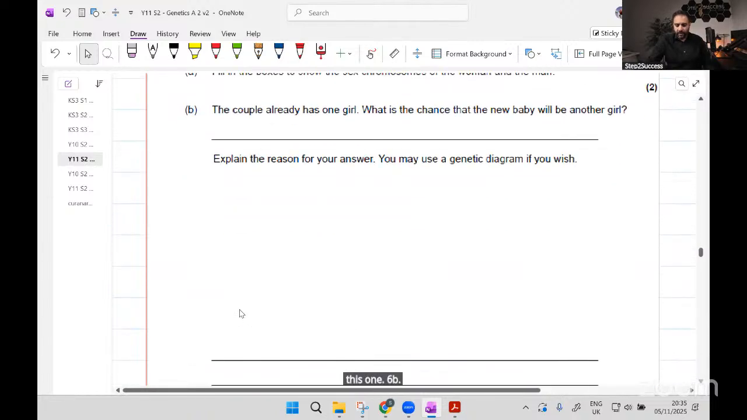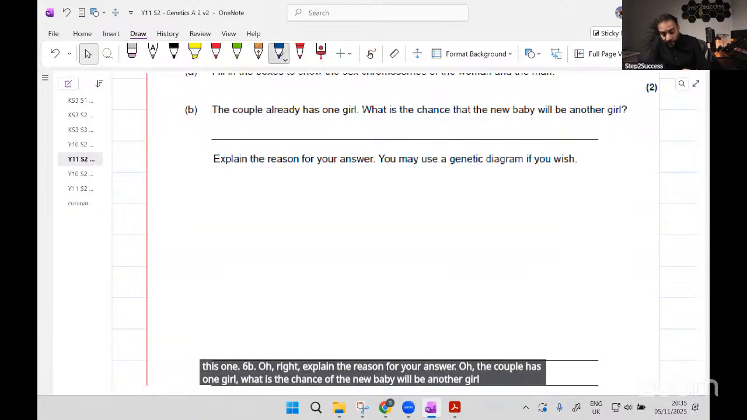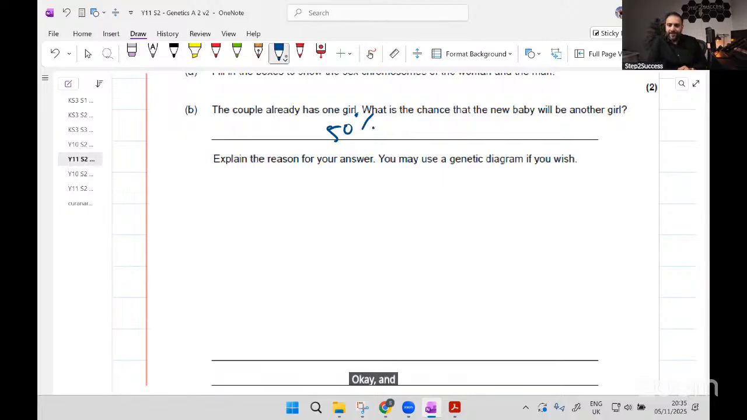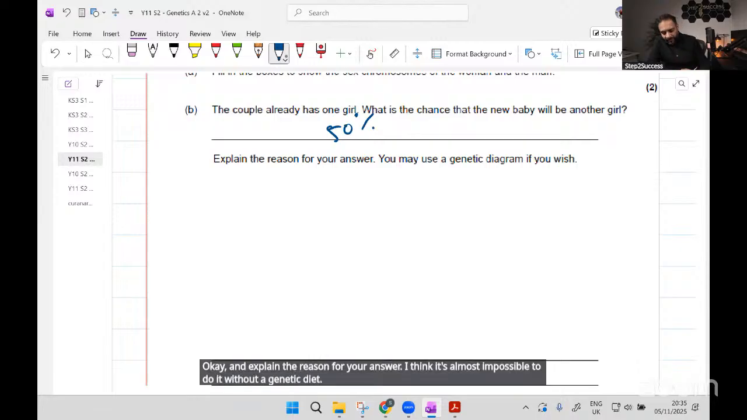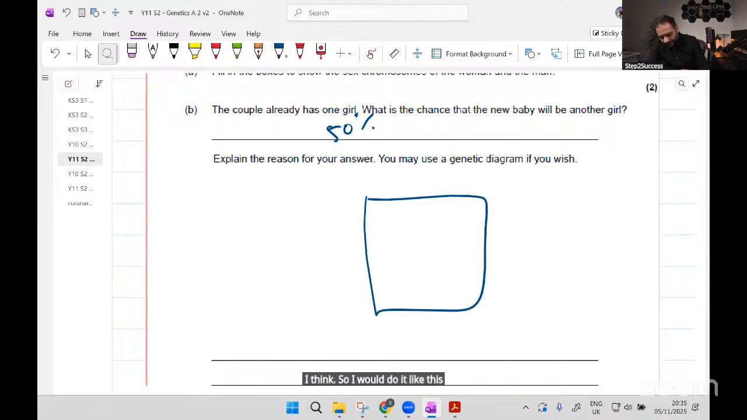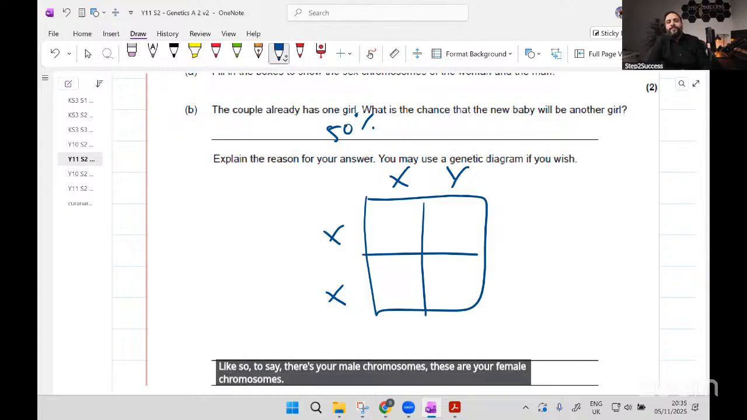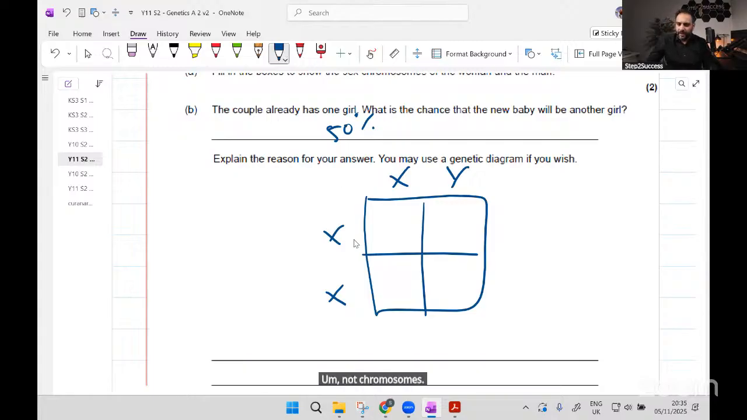Explain the reason for your answer. Oh, the couple has one girl. What is the chance the new baby will be another girl? Well, firstly, the answer is always 50%. Okay. And explain the reason for your answer. I think it's almost impossible to do it without a genetic diagram. So I would do it like this, a genetic diagram like so, to say, there's your male chromosomes. These are your female chromosomes. Not chromosomes, alleles. Well, chromosomes, yeah.